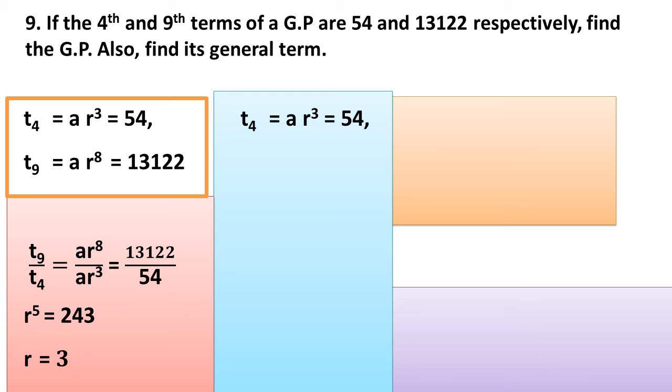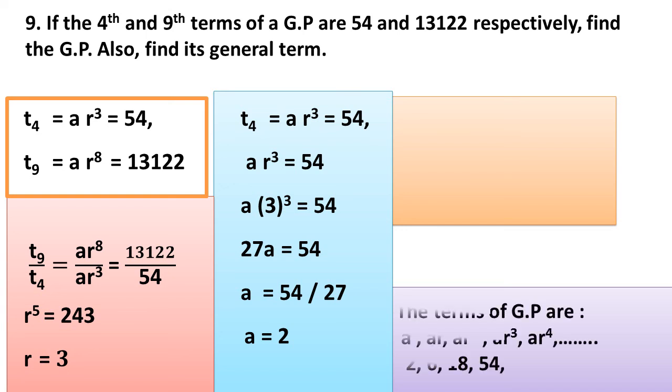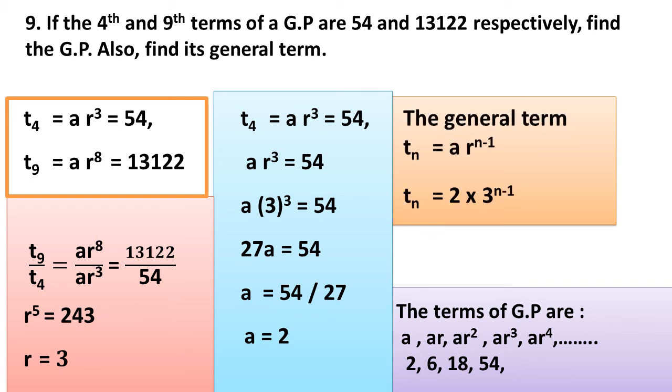Consider any one result, substitute R as 3 and hence find the value of A, that is equal to 2. The general term needs to be calculated and the GP has to be framed. The terms of GP are 2, 6, 18, 54 and so on. For the general term, you need to substitute only A and R in the formula, that is Tn is equal to A into R to the power n minus 1. A is 2, R is 3. So the general term Tn is equal to 2 into 3 to the power n minus 1.